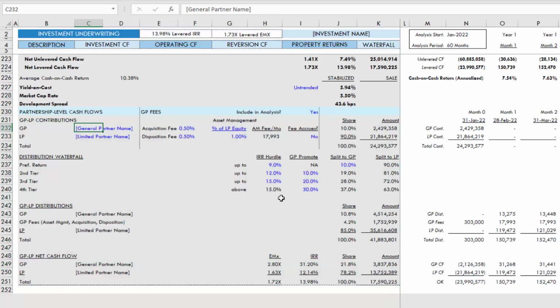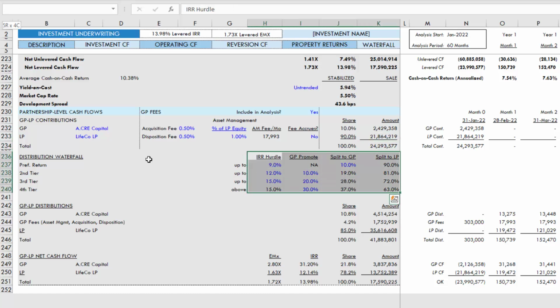Now, also in the partnership level cash flow section here, we can enter the name of the GP. So we might say, let's call it ACRE Capital, and then we say Lifeco LP is the name of our LP. And out here to the right, then we see, of course, the contributions from each of the partners. Then we get into the structure of the waterfall itself.